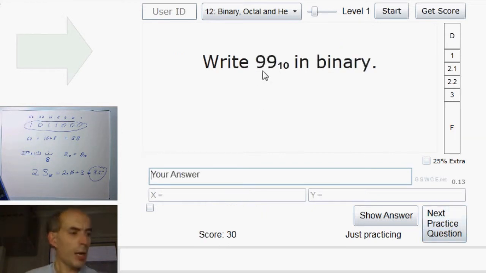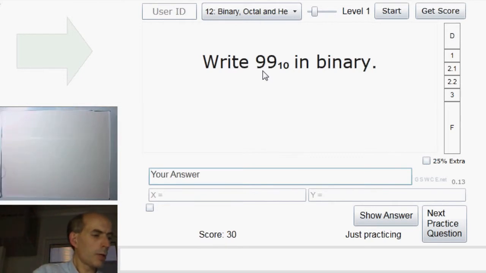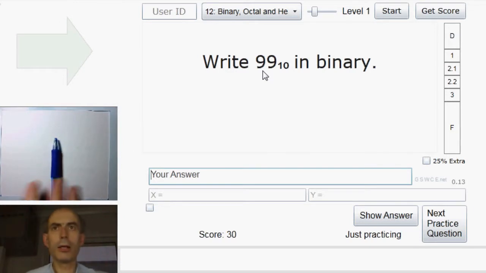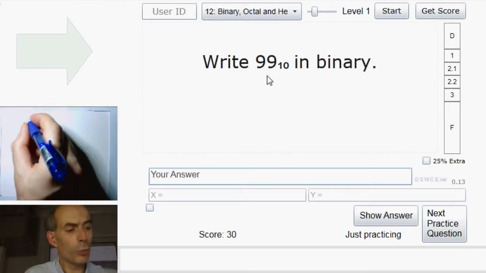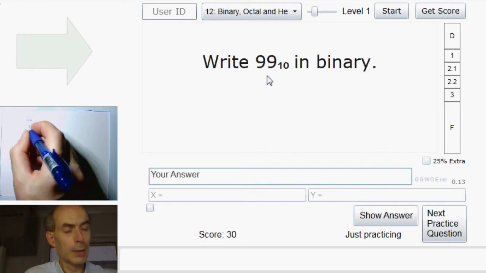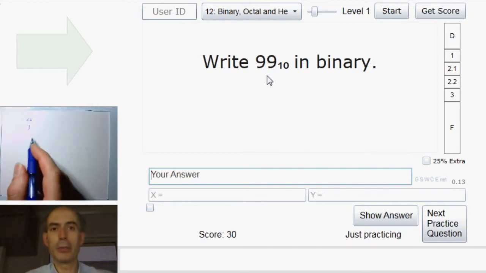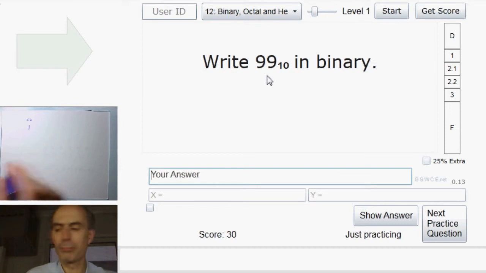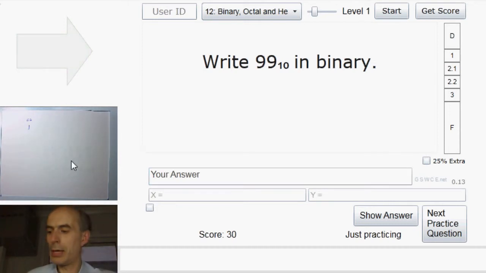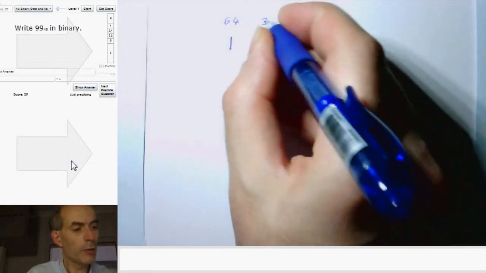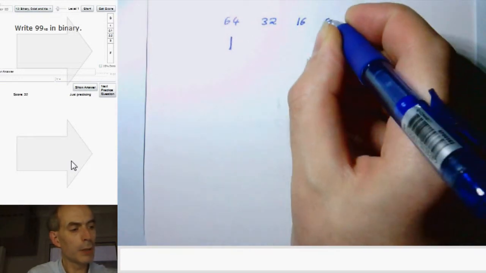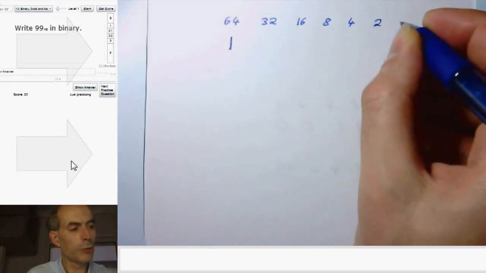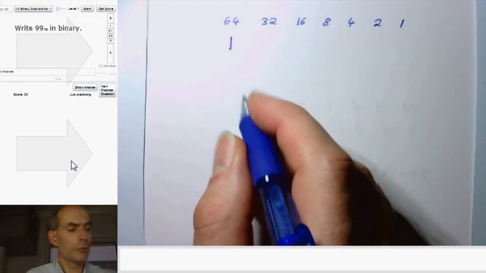99 in base 10 in binary. Okay, this is going to be a bit of a longer one. The largest power of 2 that is smaller than 99 is 64. So we know we'll need at least 1 in the 64s column, and that tells us our binary number is going to be 7 digits long. It'll be a 64 column, a 32 column, a 16 column, an 8 column, a 4 column, a 2 column, and a units column. We're trying to make 99.